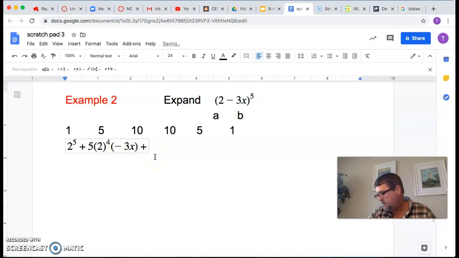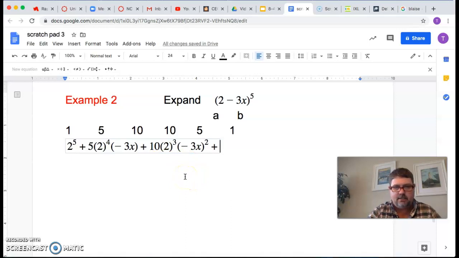Plus, what would we have now? Our coefficient first, we'd have a 10, right? 10 times 2 to the 3rd, negative 3x to the 2. And plus, just keep working it out like this.